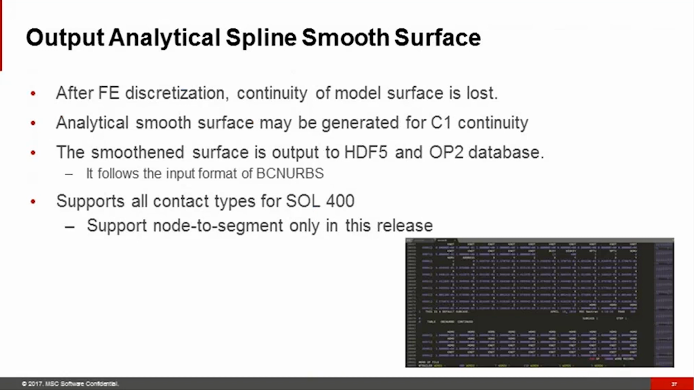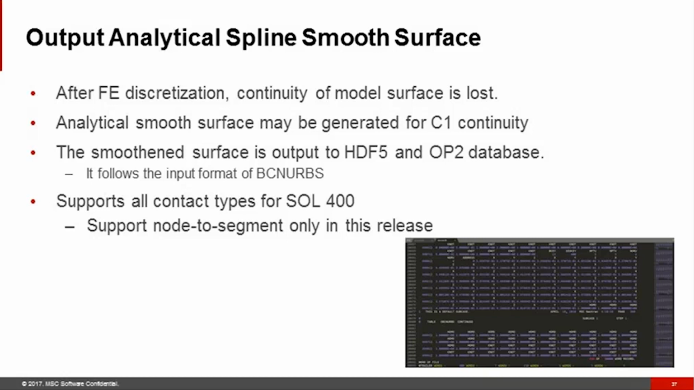Now, the new contact model check allows you to view these plots, view these geometry adjustments in a plot and display them in Patran and verify and examine them and make sure it's doing what you really wanted it to do. It is again supported in all contact types for SOL 400, and in this release it's only supported for node to segment. In future releases it will be available for segment to segment.